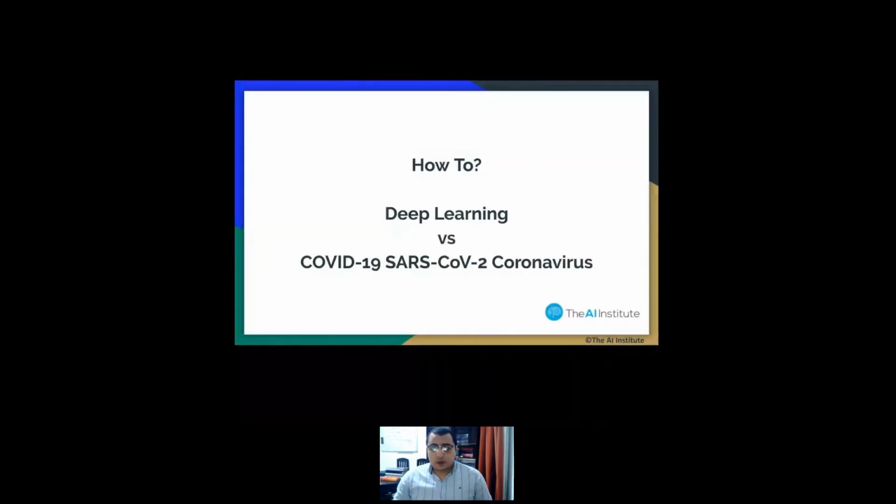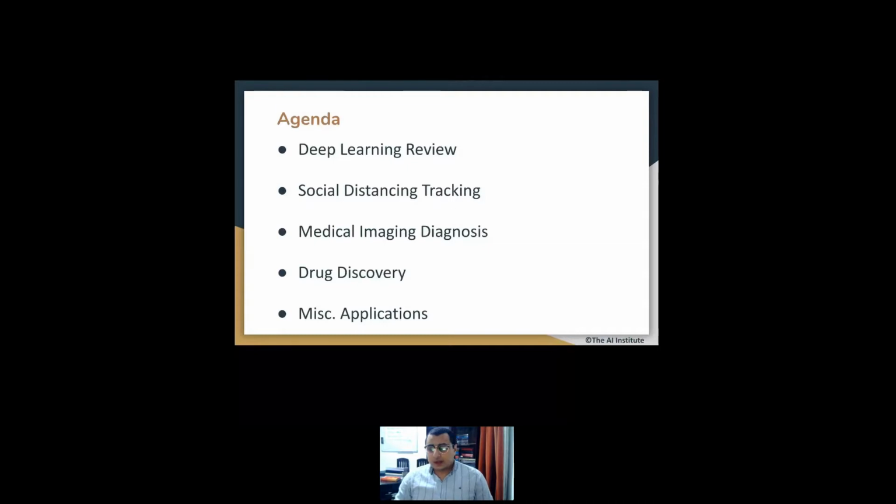So in this session, I will be covering a few topics and applications that can benefit from the techniques and methods available in deep learning. I'll start by reviewing a little bit of the basics of deep learning that will be beneficial for this discussion, and I will cover three applications: how to apply social distancing tracking, how to benefit from medical imaging diagnosis to diagnose the positive COVID-19 cases, and how to apply deep learning for drug discovery.